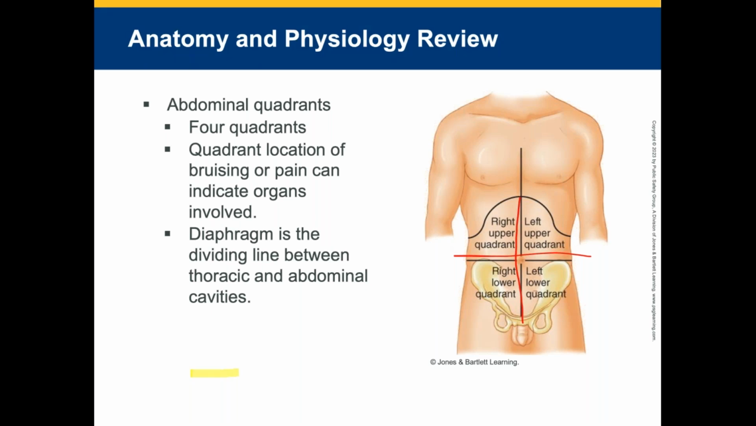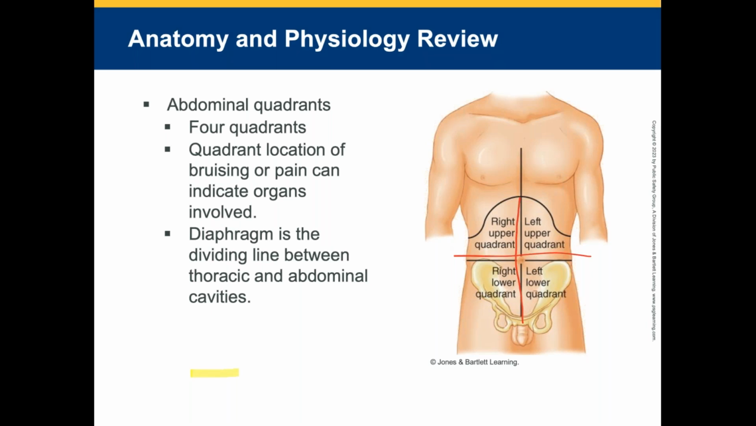Keep in mind, and it's something you really need to understand as far as location goes, the right upper quadrant has the liver, the gallbladder, the duodenum of the intestines, and a small portion of the pancreas. The left upper quadrant has the stomach, the spleen, and the pancreas, whereas the left lower quadrant has a large and small bowel and the descending colon. The right lower quadrant has portions of the large and small intestines, including the ascending colon and the appendix.